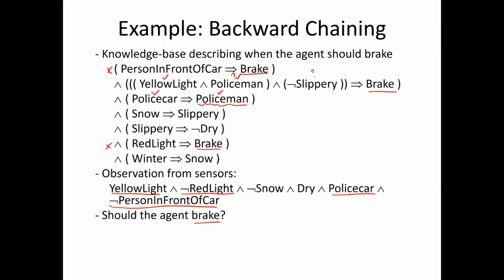And lastly, not slippery. How do we check if it's not slippery? Well, we don't have any implications whose conclusion is not slippery, but we have an implication where slippery is a premise. And here we can use modus tollens because we have dry. So not dry, so not slippery. So there we can check that it's not slippery. So I guess in the process, we have learned that there is a policeman and also that it's not slippery. And then break. So should the agent break?